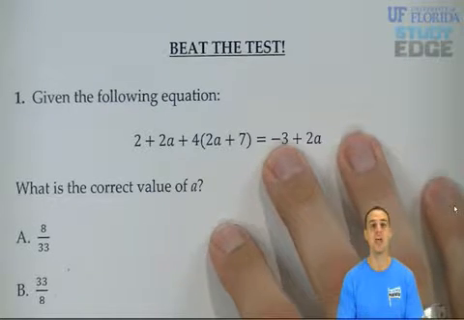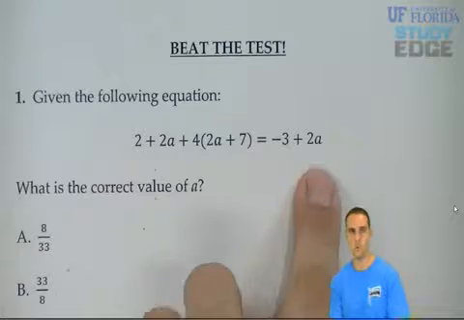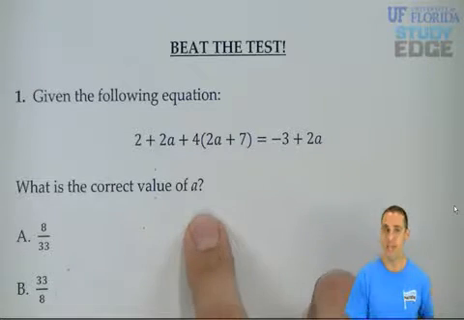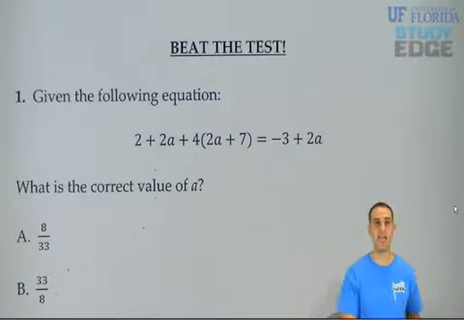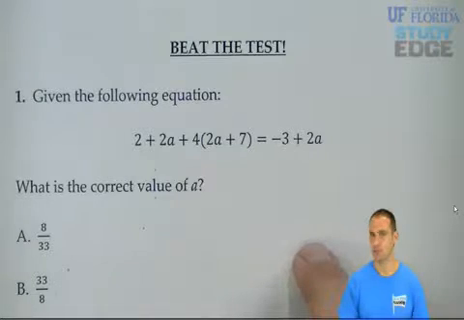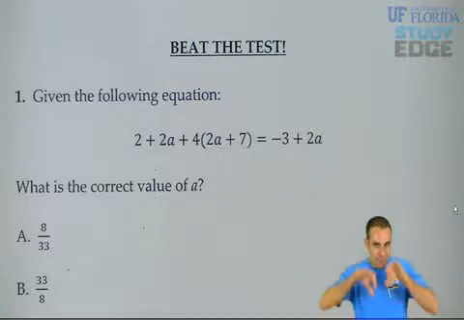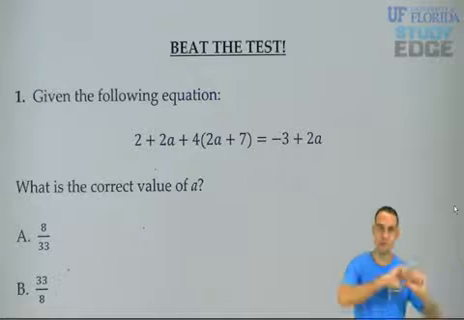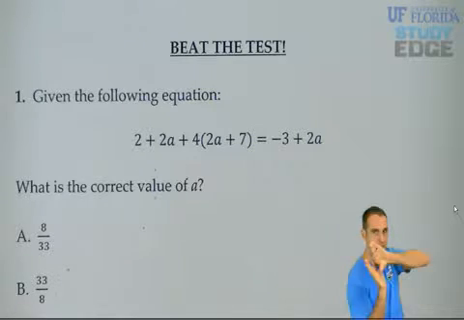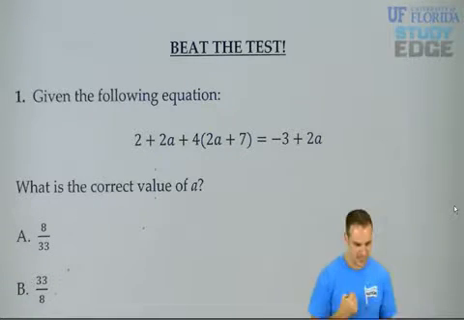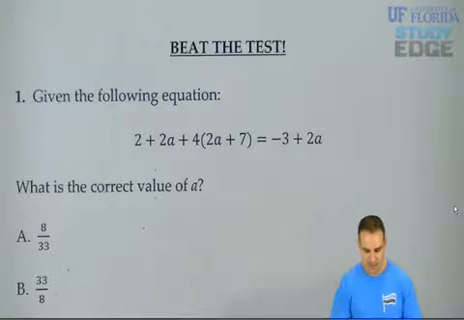Let's meet that test. Given the following equation, what is the correct value of A? So they want you to solve for A. What do we do? We distribute, then we combine like terms on each side, move your variables to one side, your numbers to the other, and divide if needed. Here we go. Step 1, distribute.